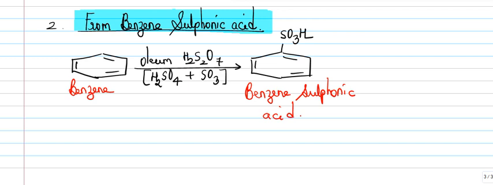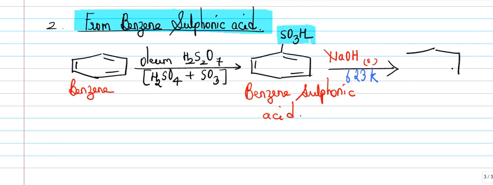Benzene sulphonic acid. Now here, this SO3H group is a reasonably good leaving group, a better leaving group as compared to OH. So when you heat or fuse this, this is solid, when you fuse this with solid NaOH, and the temperature needed is about 623 kelvins, so this is solid fusion, you may end up getting a substituted product, which is O minus Na plus, sodium phenoxide.